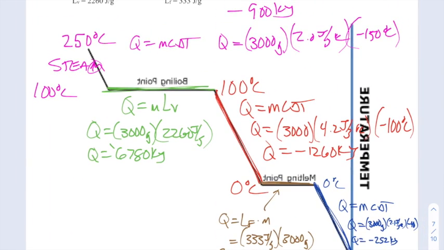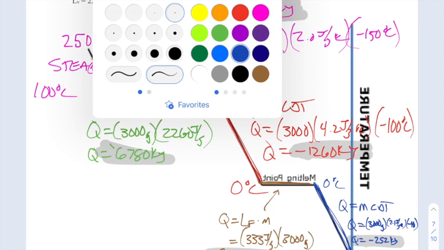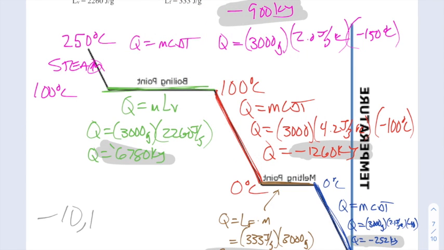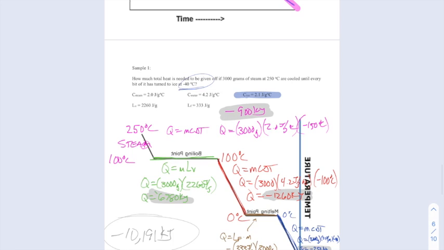Wow, that problem was involved, and we're not even really done yet. Step 1, negative 900 kilojoules. Step 2, negative 6780 kilojoules. Step 3, negative 1260 kilojoules. Step 4, negative 999 kilojoules. And step 5, negative 252 kilojoules. So add that all up: 6780, 1260, 999, and 252. That's negative overall 10,191 kilojoules that have to be lost in order for this reaction to happen.